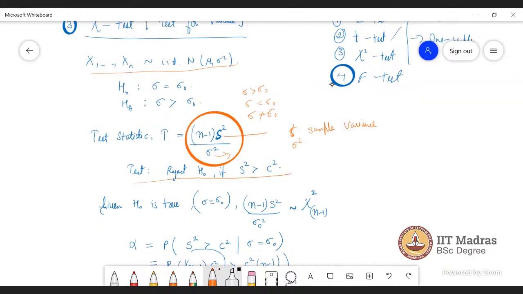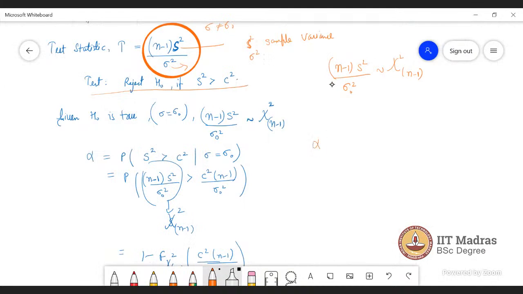And if your H naught is true, what is H naught? H naught is sigma equals sigma naught. So if your null hypothesis is true, n minus 1 S square upon sigma naught square will become the chi-square distribution with degrees of freedom n minus 1. So if you have n samples, your degree of freedom becomes n minus 1. And the way to solve is very similar to what we have been doing before.